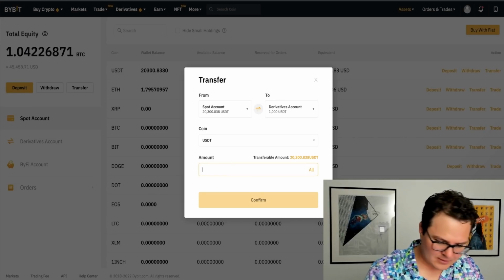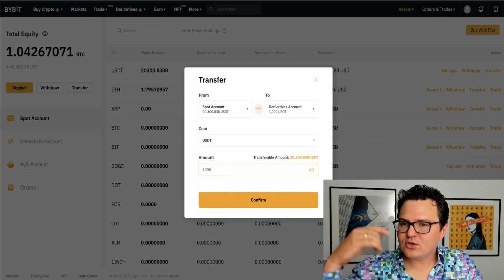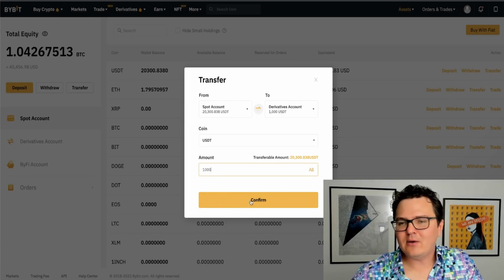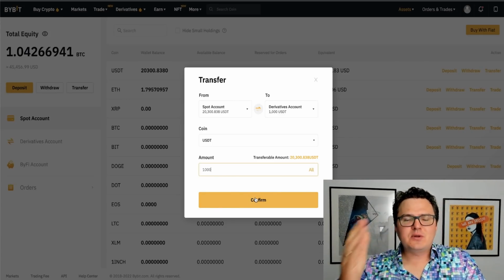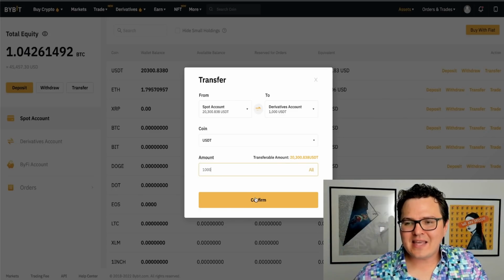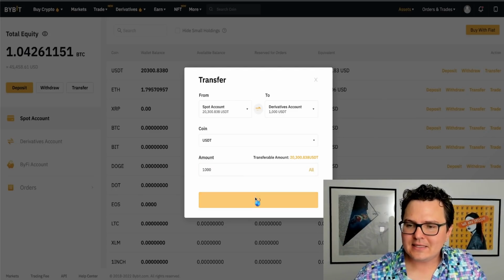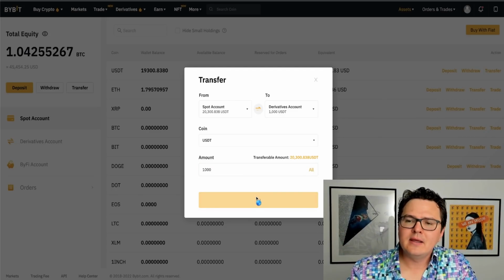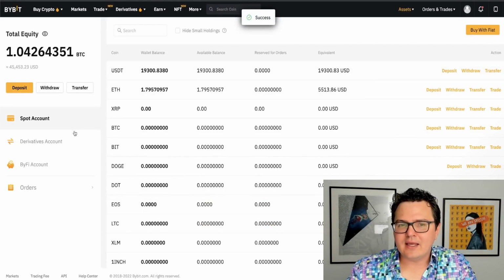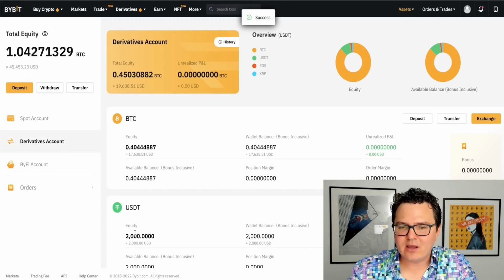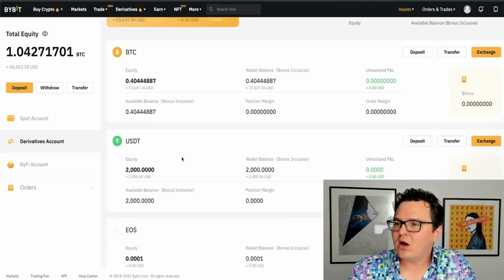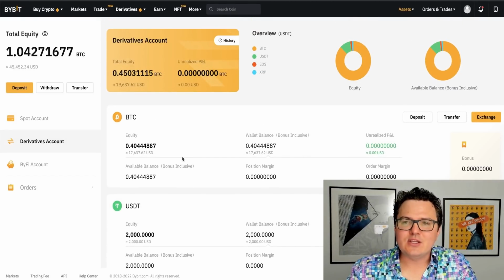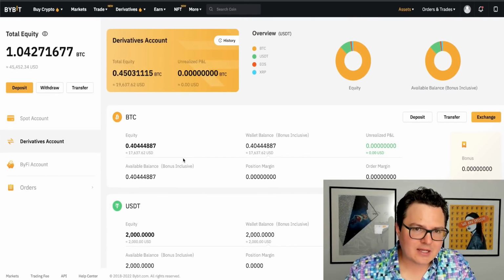We're going to put $1,000 over onto our derivatives account, which allows us to trade different derivatives contracts for altcoins and stuff like that versus USDT. So go ahead and click on confirm there, and that'll just go across into my derivatives account. You can see now I've got $2,000 sitting on my derivatives account that I can use for trading contracts with.